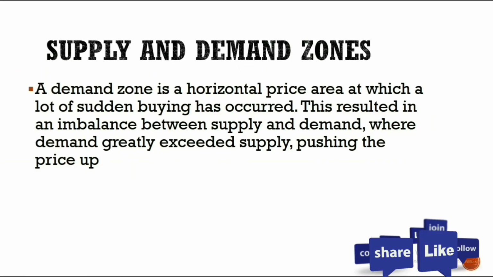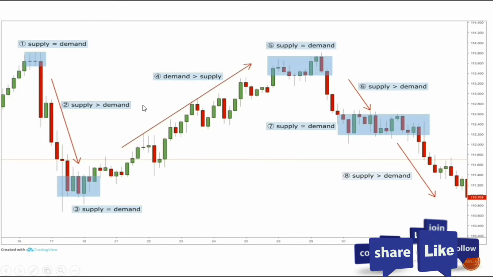Same as demand, we can say that a demand zone is a horizontal price area at which a lot of sudden buying has occurred. And this results in an imbalance between supply and demand, where demand greatly exceeds supply, and we can see that there will be a push up in price. So if we look at our chart again and look at this level below, we can see that when supply is equal to demand, price tends to consolidate around this point. And exactly when demand becomes greater than supply, we can see that the market will start pushing to the upside. That's what is represented on our chart.